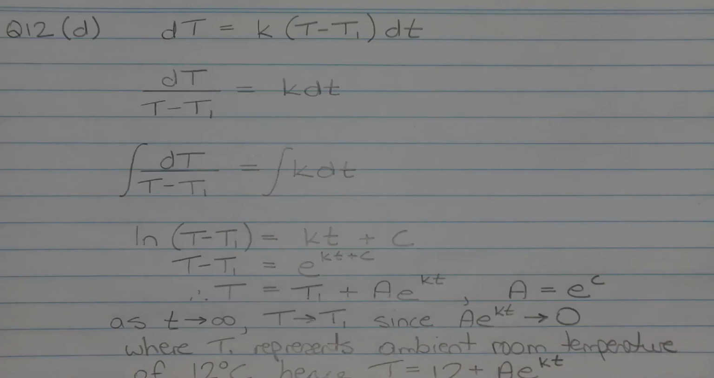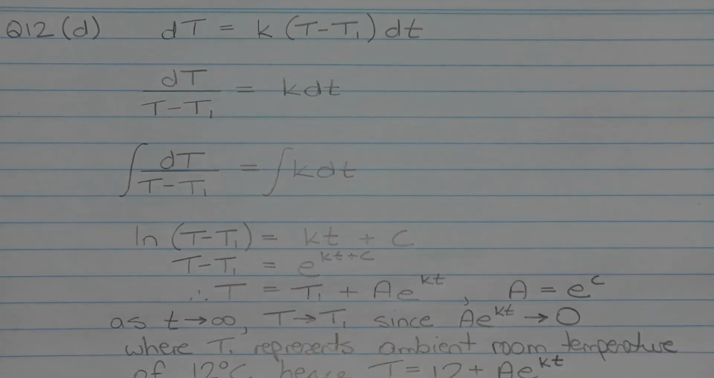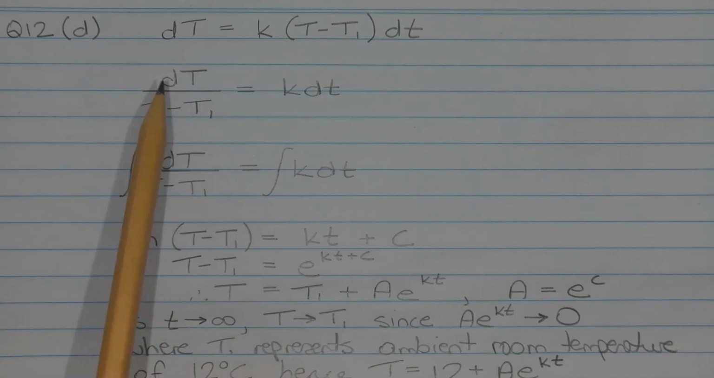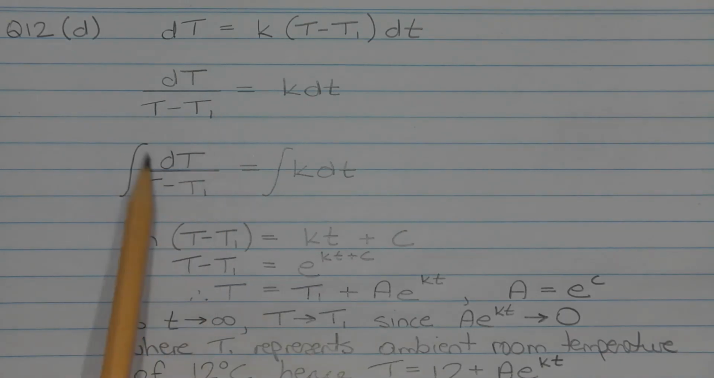Separate the variables by multiplying both sides of the differential equation by dt. So the differential equation becomes dT equals k(T - T1) dt. Divide both sides by T minus T1. So the differential equation becomes dT over (T - T1) equals k dt. The next step is to integrate both sides, and then performing the integration, the equation becomes ln of (T - T1) equals kt plus the constant of integration c.